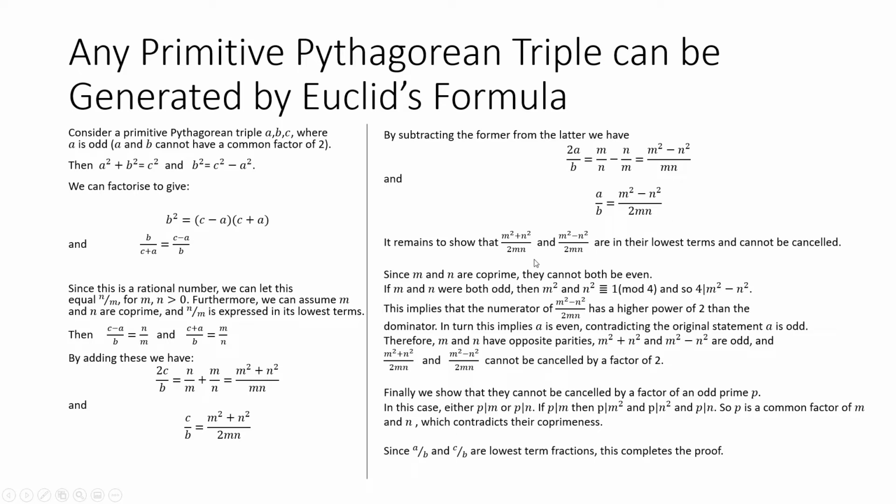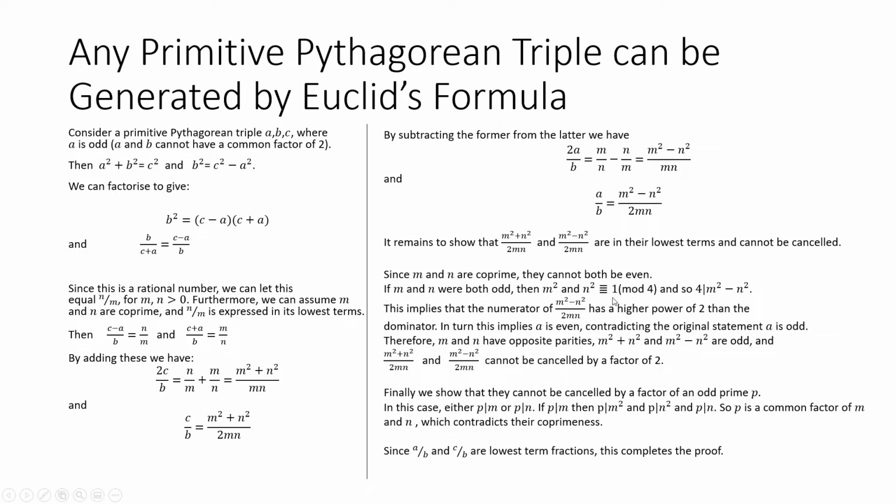So it remains to show that these two fractions are in their lowest terms and cannot be cancelled. So m and n are co-prime. They don't have any common factors greater than 1. They cannot both be even. If they were both odd, then the square of an odd number always has a remainder 1 when divided by 4.